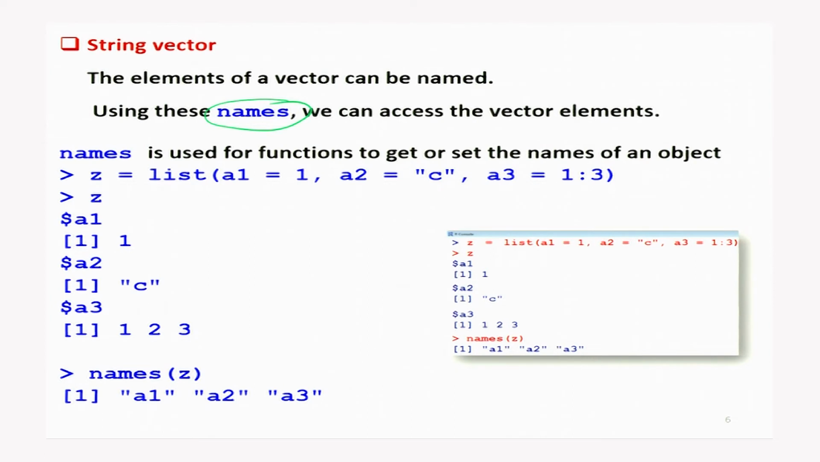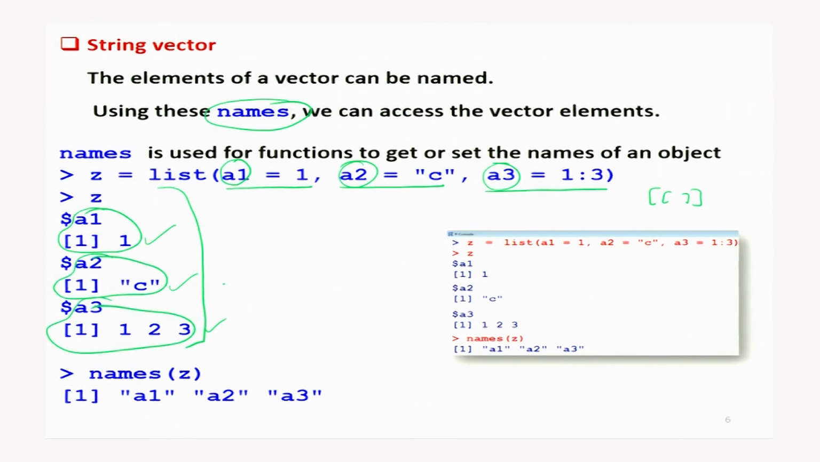So for example, I consider a list where I am creating a list with the elements: the first, A1, equal to 1, the second value, A2, equal to C which is a string character, and the third value, A3, as the numbers 1, 2, 3, right. So now you are giving it a name, say A1, A2, A3, right. And earlier, if you do not give any name, it would use the double square bracket. So now if you see the construct of the list, this is Z, which is 1, C and 1, 2, 3, and the first value has got the name A1, the second value has got the name A2 and the third value has got the name A3 as you have given in the list.